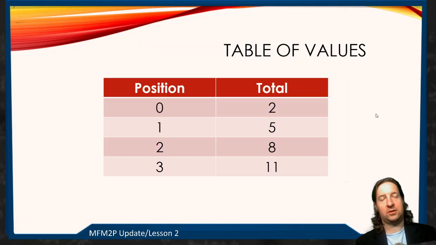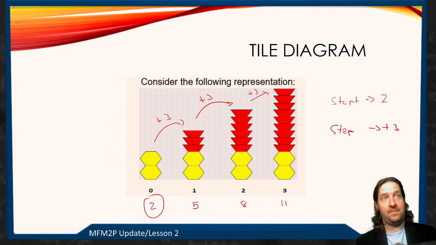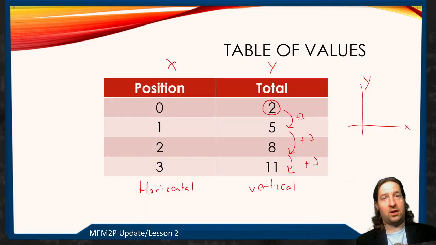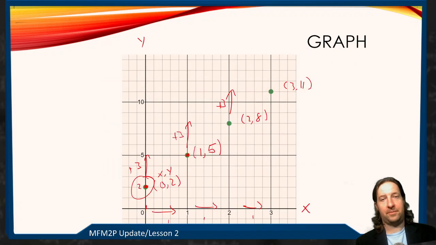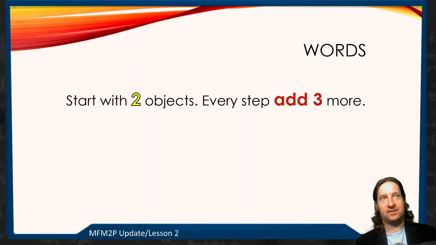So let's go review quickly. We had our tile diagram. We have our table of values. And we have our graph so far. And the last one, very simply, is just words, right? So to make a relationship in words, we can just say, we start with 2, and then we add 3 each time. Okay. Important things again are where we start and what our step pattern is each time.